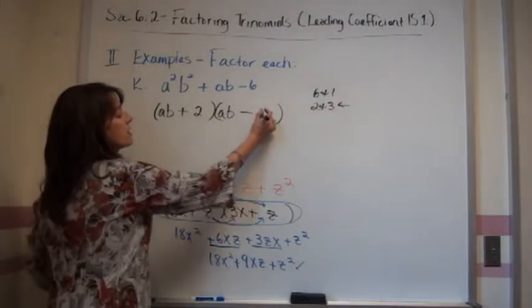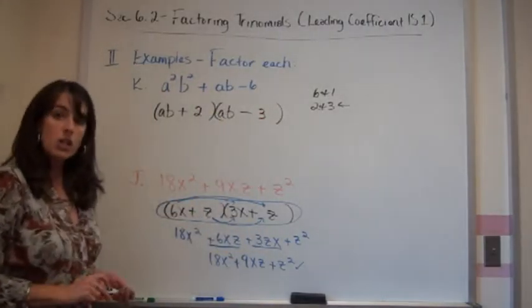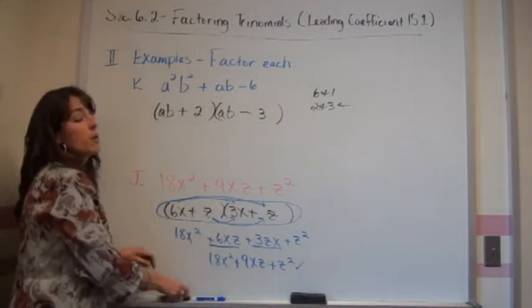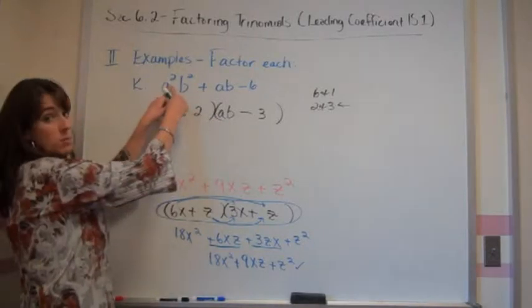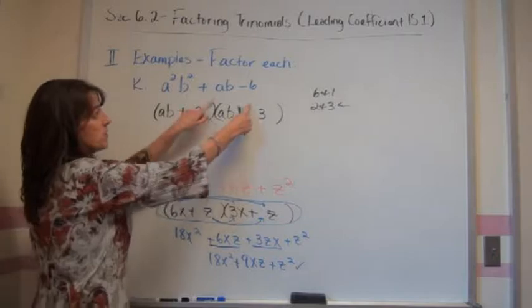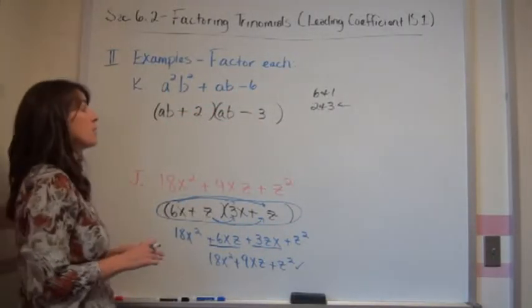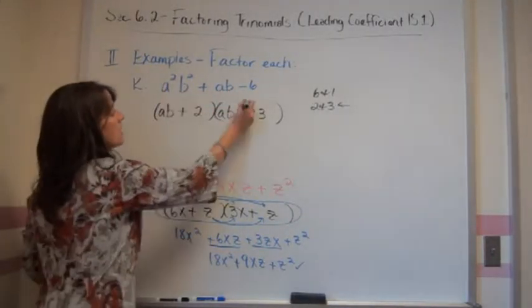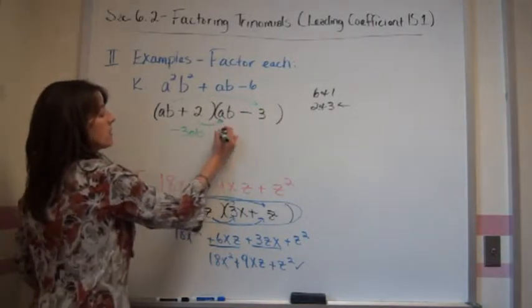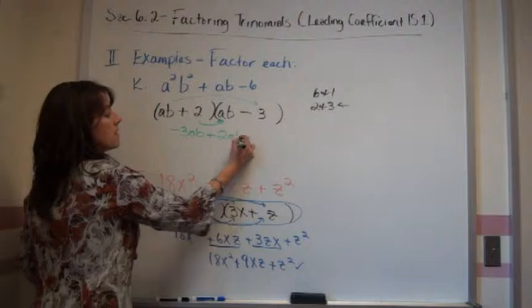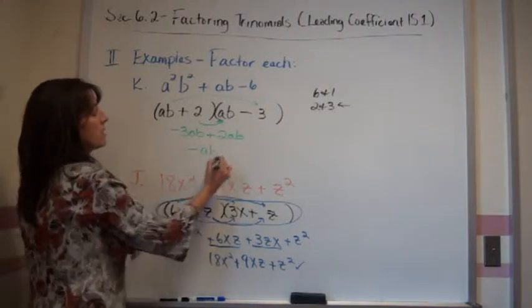So we'll fill it in like this. And remember, you can check the full FOIL if you'd like, but what's important is the outsides and the insides. This better become a squared b squared, that's how you split it up. This better become a -6, that's how you split it up. So on the outside here, I'm going to get a -3ab, and on the inside I'm going to get a +2ab. Those combine to be a -ab.